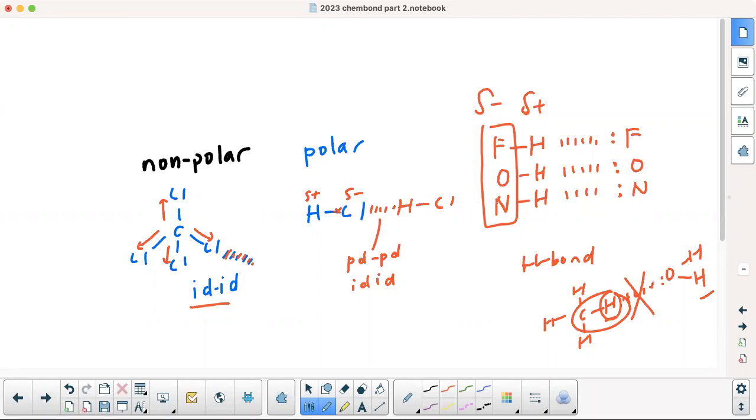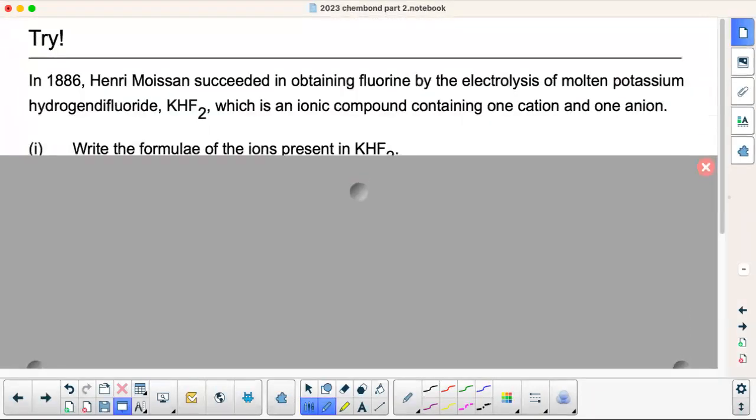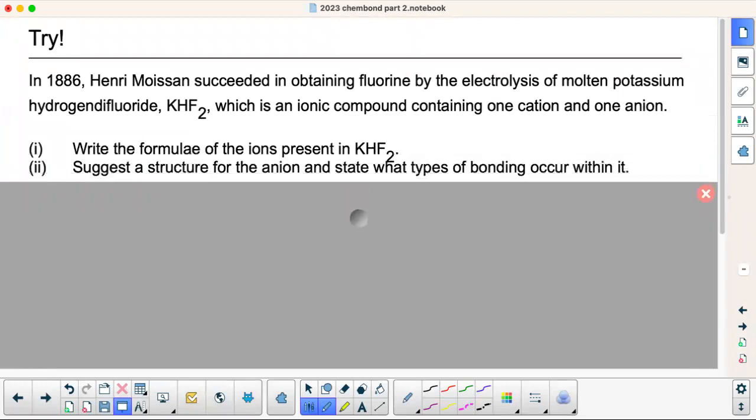Now we're going to do hydrogen bonding questions, quite a lot, and they're all very tricky. So let's try this one. Let's try this, and we do it together. Read through, and as you do it, I'll go through. A lot of learning points.